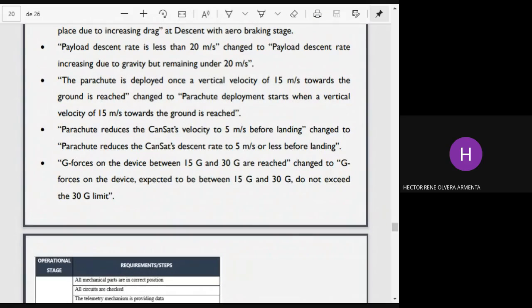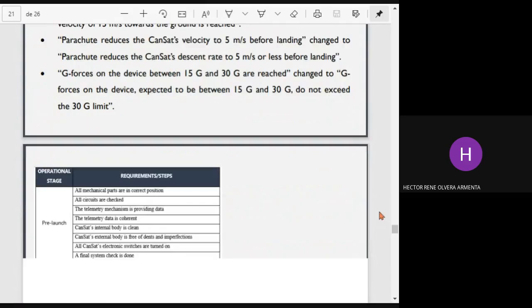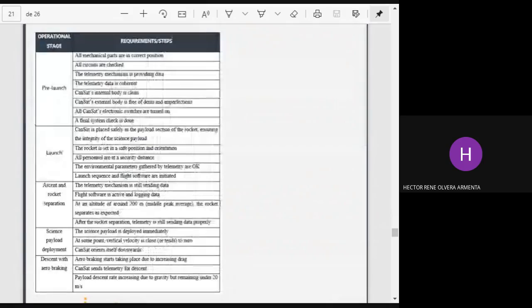Also, here we are seeing the G forces that our structure should resist. That is between 15 and 30 G forces. Now we have the different operational stages.